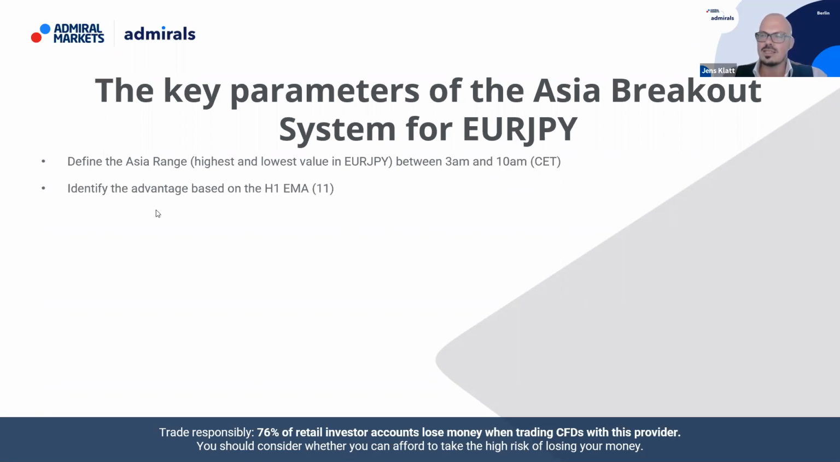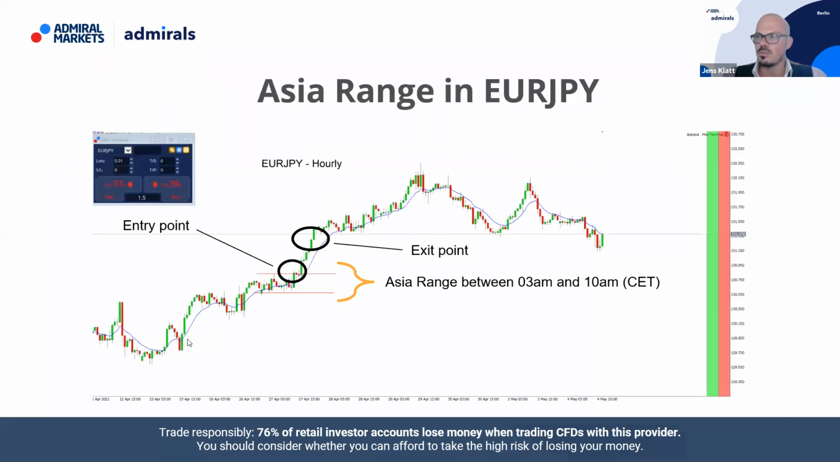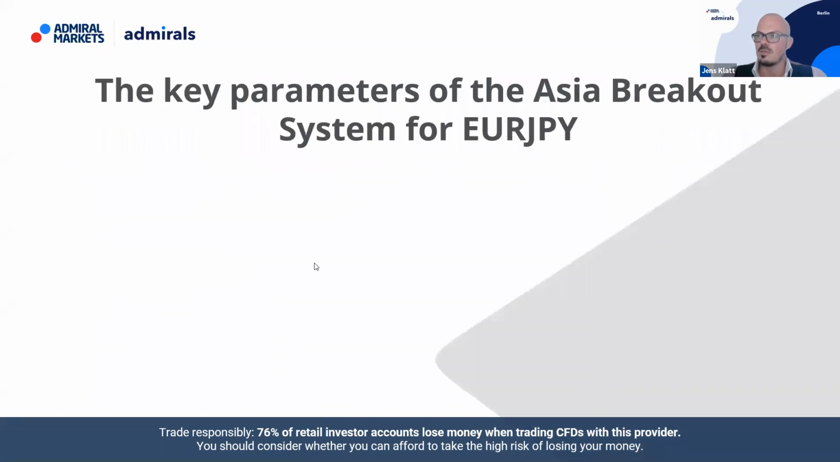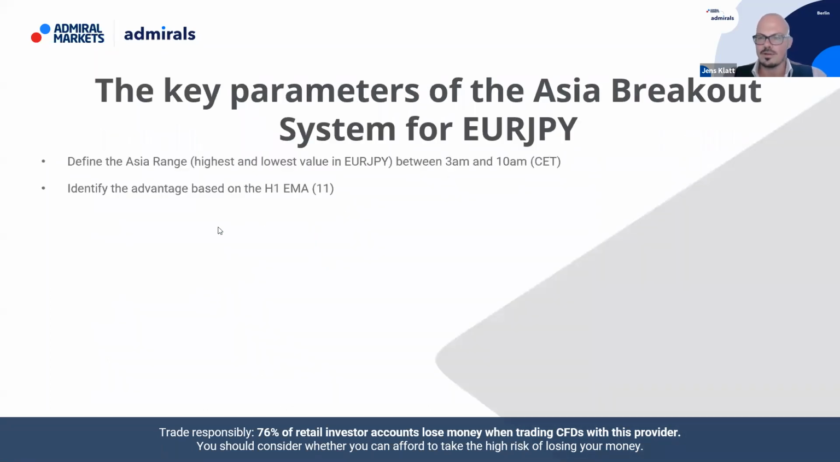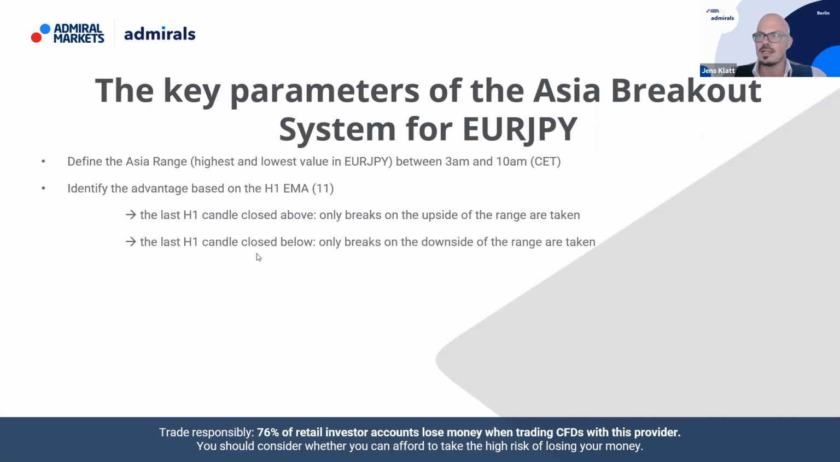And then what we do is we identify the advantage based on the H1, the hourly chart, EMA 11. So we place this EMA 11 in our hourly chart. And then we look at where the last hourly close was. If the last H1 candle closed above, we consider the overall environment to be long, which means I only trade breaks on the upside of the range. And if the last H1 candle closed below, we trade only breaks on the downside of the range. And that's it, in fact.